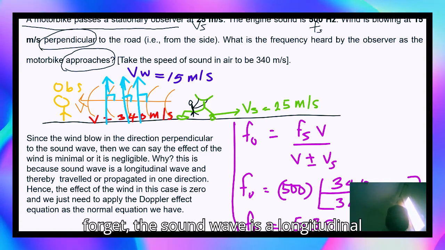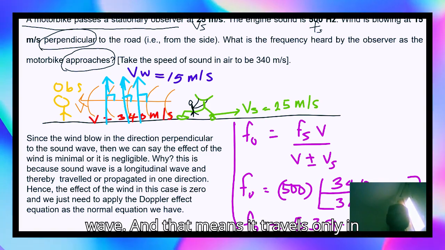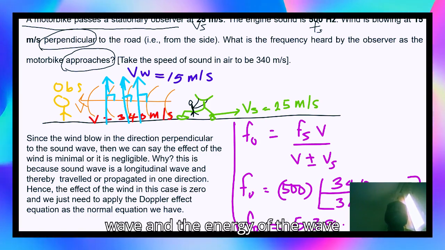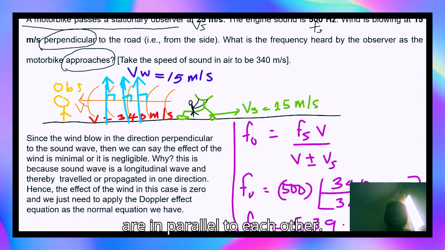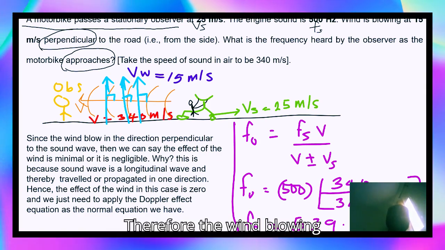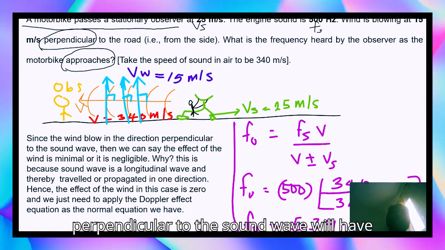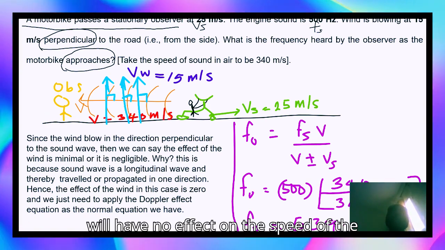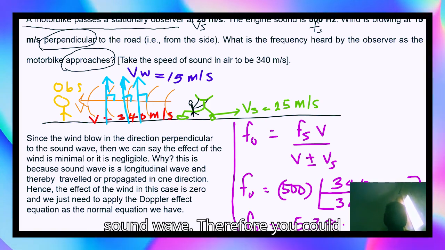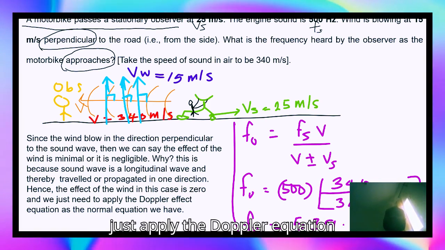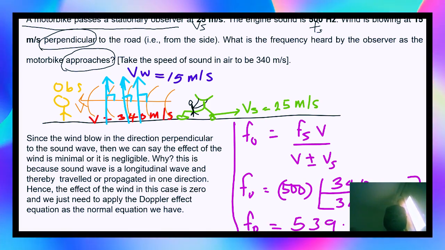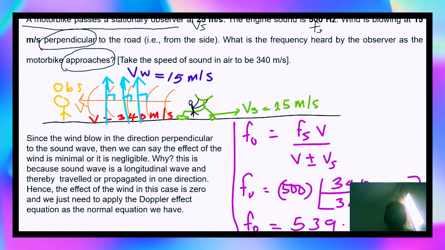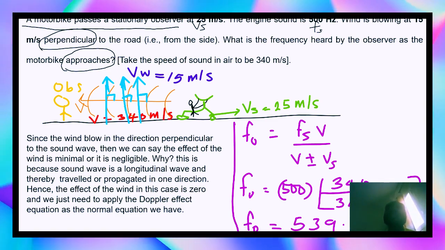Do not forget, the sound wave is a longitudinal wave, and that means it travels only in one direction. The propagation of the wave and the energy of the wave are parallel to each other. Therefore, the wind blowing perpendicular to this sound wave will have no effect. I repeat, it will have no effect on the speed of the sound wave. Therefore, you just apply the Doppler equation as normal, without including the wind speed, either minus or plus.